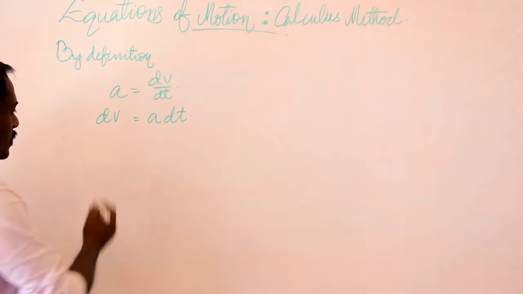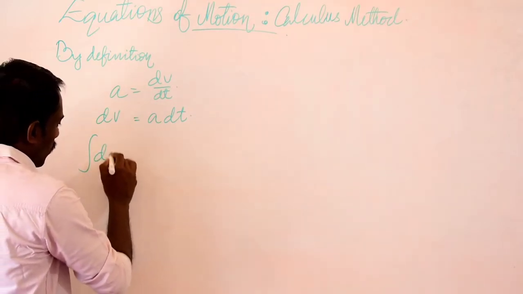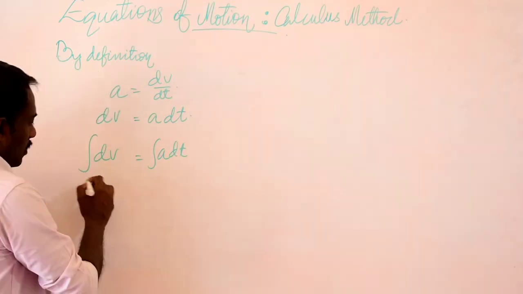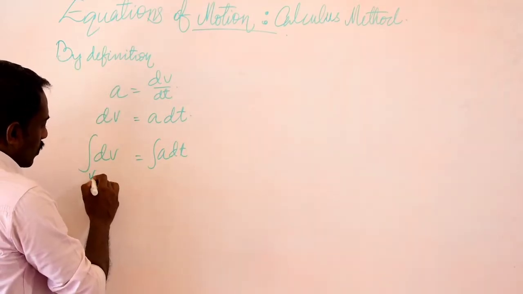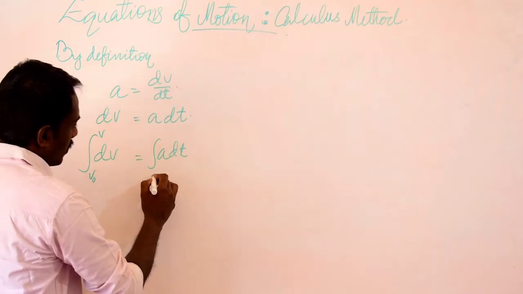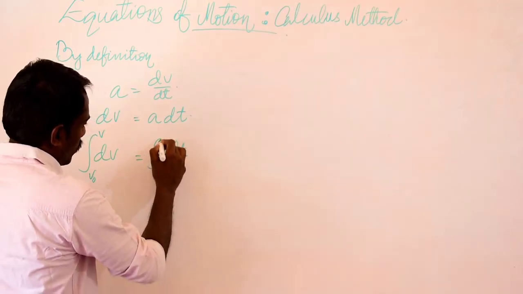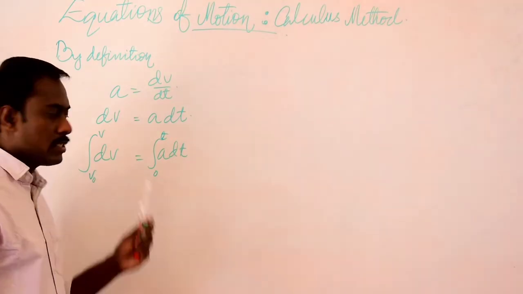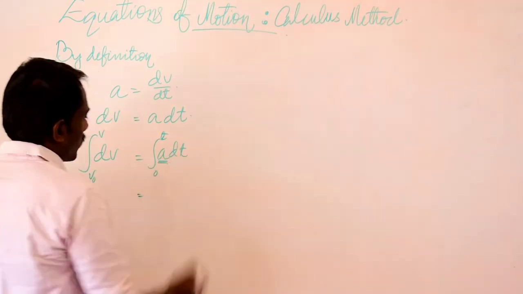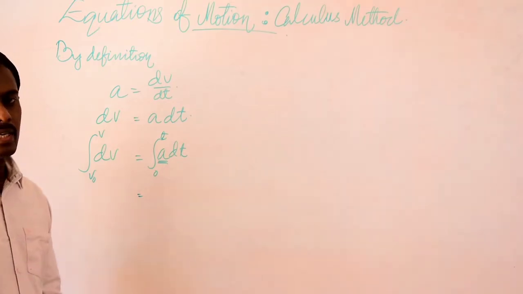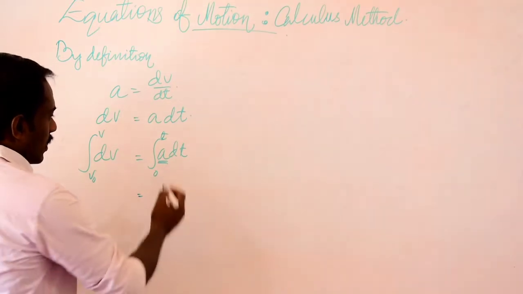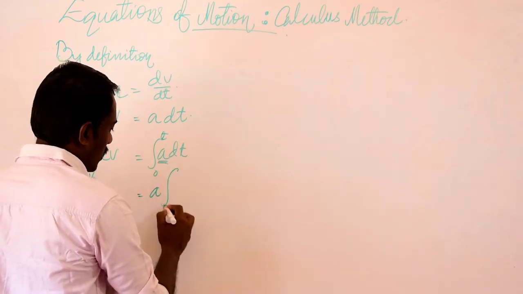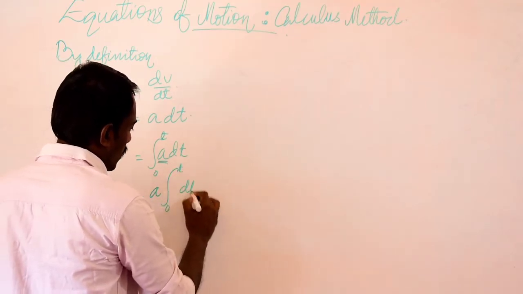Now we are going to integrate both sides of this equation, that is, the integral of dv is equal to the integral of a dt. We apply the limits: v0, the initial velocity, to v, and t = 0 to t. Here we are discussing a uniformly accelerating object, so the acceleration is a constant, and we will take it out of the integral.